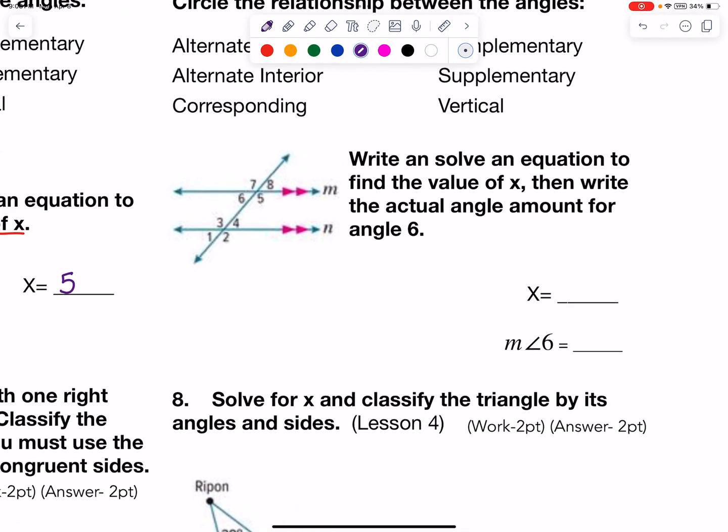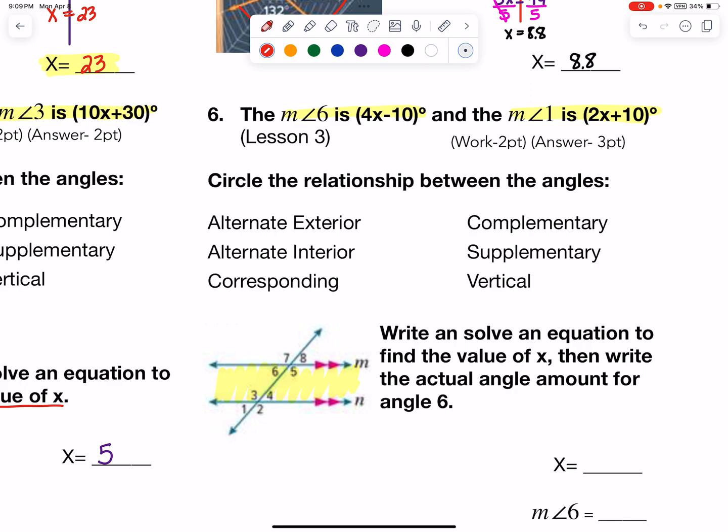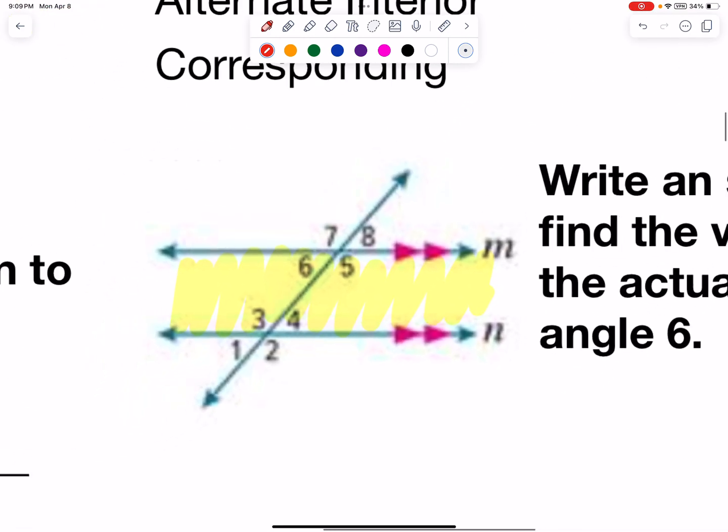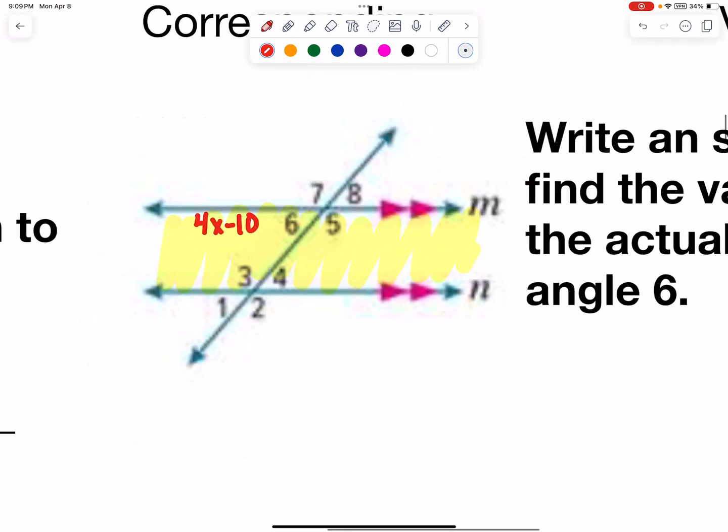Okay, all right, next one over here, let's take a look. Measurement of angle 6 is this. Measurement of angle 1 is this. First step, I'm going to highlight in between my parallels so I can see my interiors. I'm also going to label these angles. So angle 6 is 4x minus 10. And angle 1 is 2x plus 10.